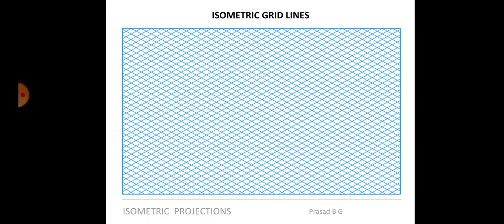Now if I ask, it's very simple. If I ask you to draw a cube of side 50 mm, you have to draw the isometric projection of a cube of side 50 mm. That will be your assignment in isometric.